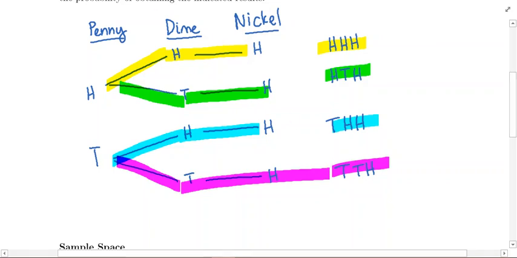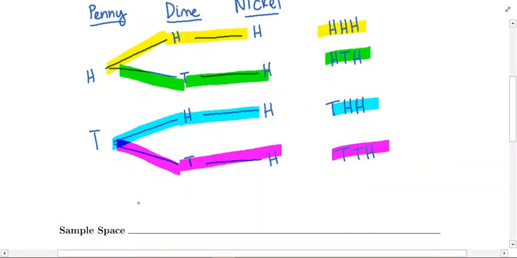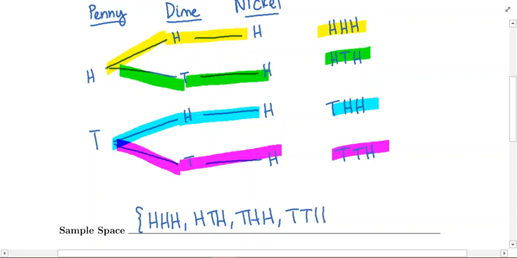So these are your outcomes that come from doing this little experiment. So if you're trying to describe the sample space, these are the particular outcomes you get. So heads, heads, heads; heads, tails, heads; tails, heads, heads; and then tails, tails, heads.